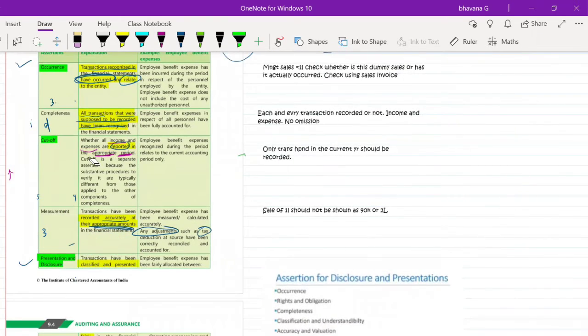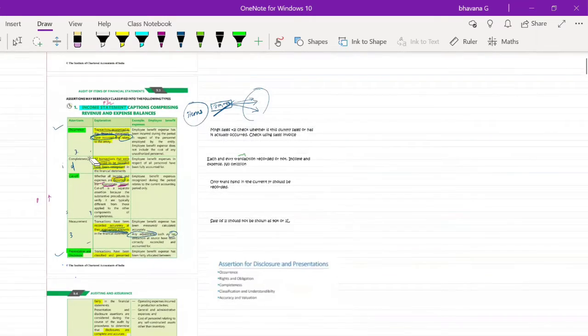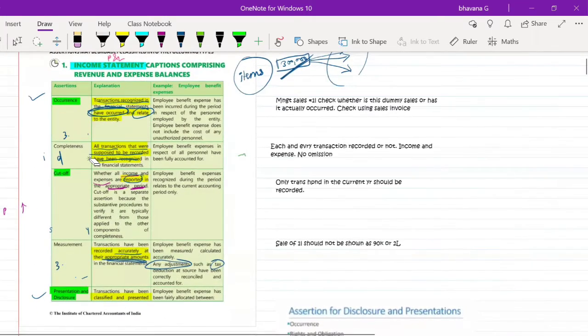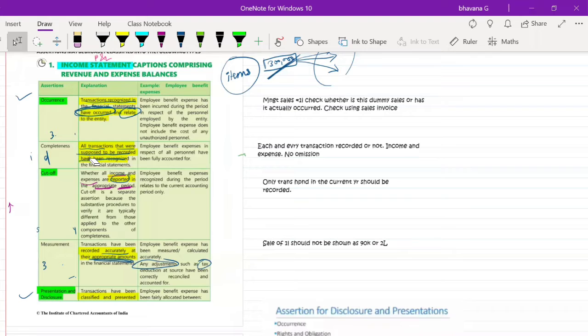Okay. So we have read about 5 assertions relating to the income statement. The first assertion was occurrence, that the sale has occurred in this period and relates to this entity only. Next is completeness. Completeness means whatever sales you had made, have you recognized or recorded all the sales which were made? You must not have omitted anything. Third is cutoff. Cutoff means in whatever period the sales had to be made, in the appropriate period you had recorded the sales also.